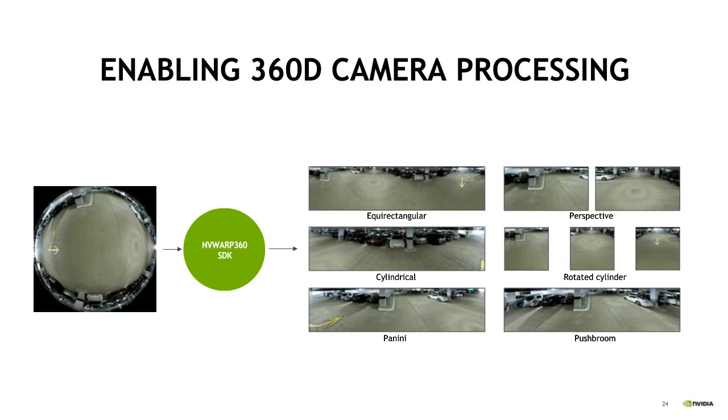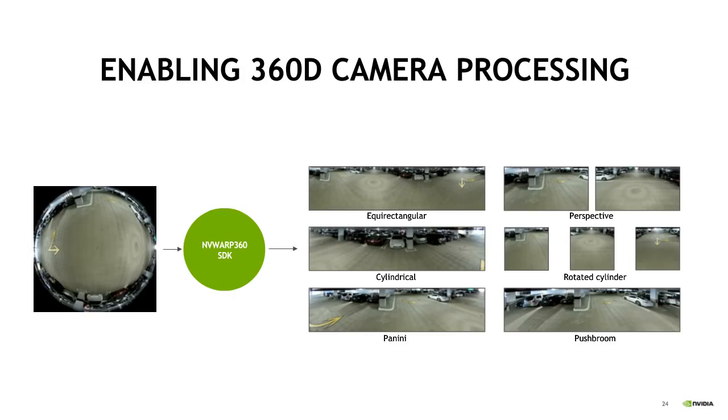DeepStream 3.0 also has a new library for enabling you to process 360-degree camera feeds. This is a parameterized library that supports converting a fisheye-like image using this new NVWarp360 SDK into different perspectives for different processing requirements. You can go from fisheye to equirectangular, cylindrical, panini, and all sorts of other perspectives. And the transformations are parameterized by the user.